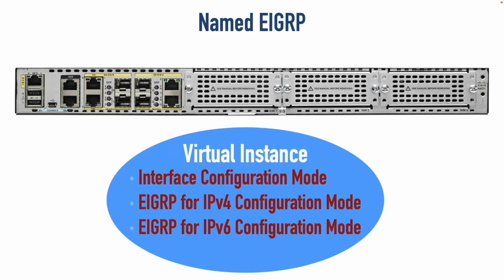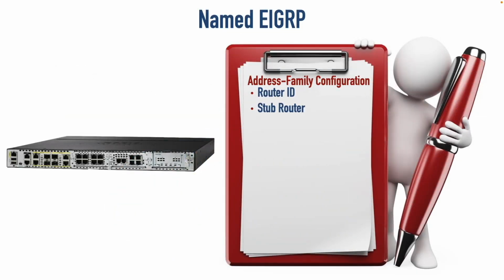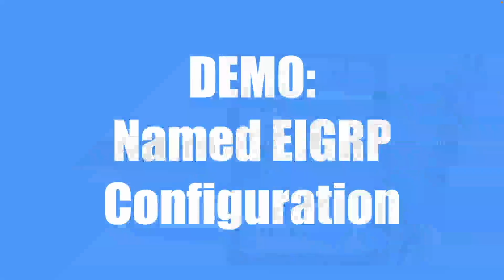And the cool thing about it is, this virtual instance contains all of our EIGRP configuration settings. We don't have to go into interface configuration mode. We do everything from one spot. Now, as just a few examples, this is not comprehensive, but if we go into address family configuration mode, we might set up the router ID, maybe a stub router. We might go into address family interface configuration mode, set up things like our timers. We could go into address family topology configuration mode to set up things like variants, to set up redistribution. I want to take you back out live again, and let's set this up.